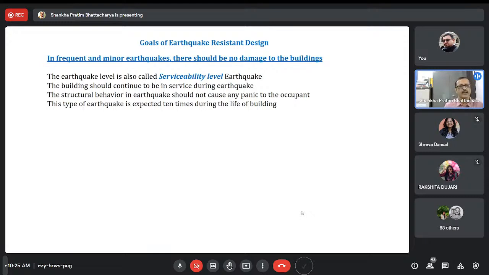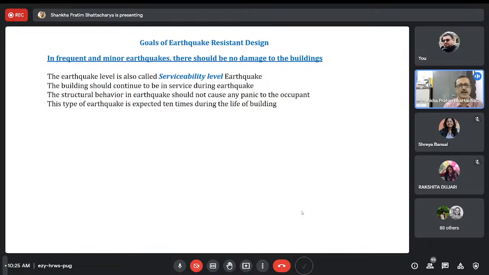So the frequent minor earthquakes are very frequent, daily 2 to 3 times. In the case of an earthquake like 5.5, maybe once in 5 years it may occur. An earthquake like 8 on the Richter scale may occur once in 80 or 100 years, something like that. That is the relation between the frequency and the magnitude.